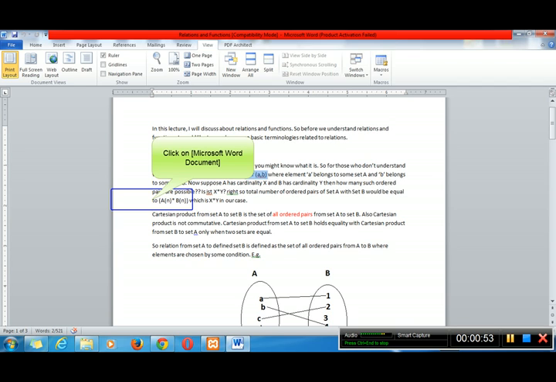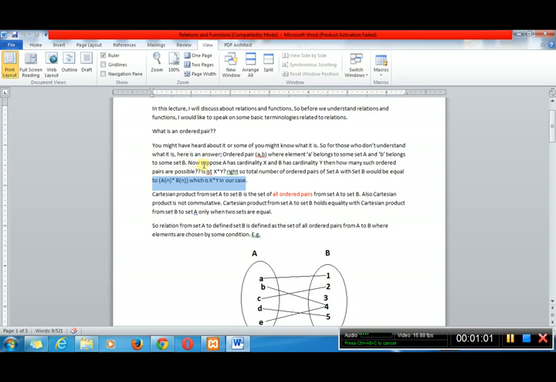Now if we accumulate all such ordered pairs from set A to B, we call that set the Cartesian product of A and B. So how many such pairs are possible? That is the cardinality of set A times the cardinality of set B. That many ordered pairs are possible from set A to set B, right?